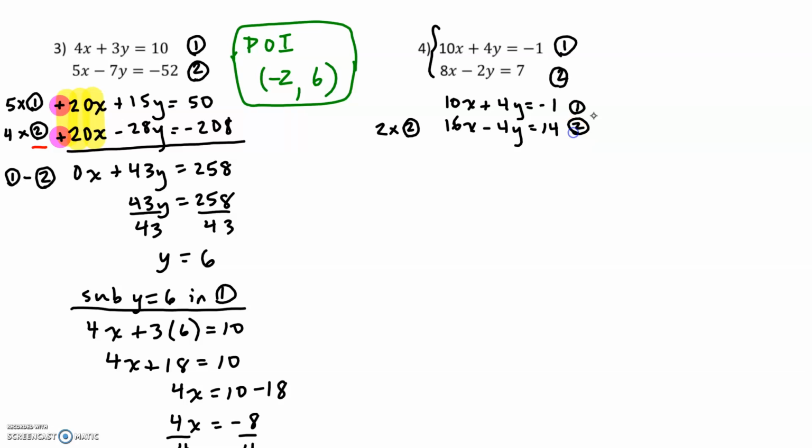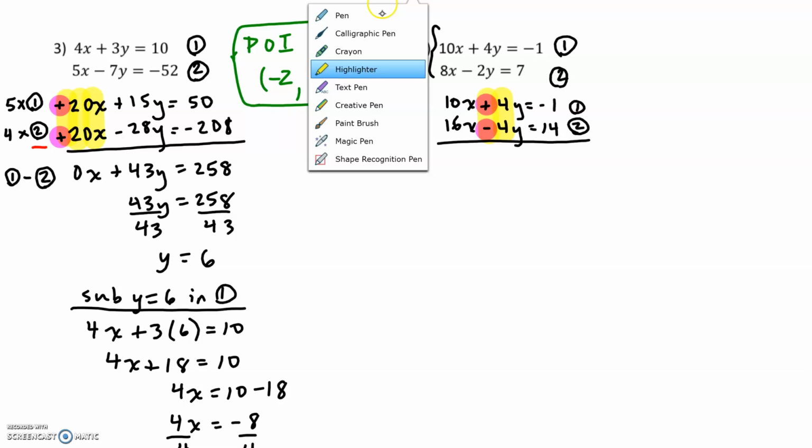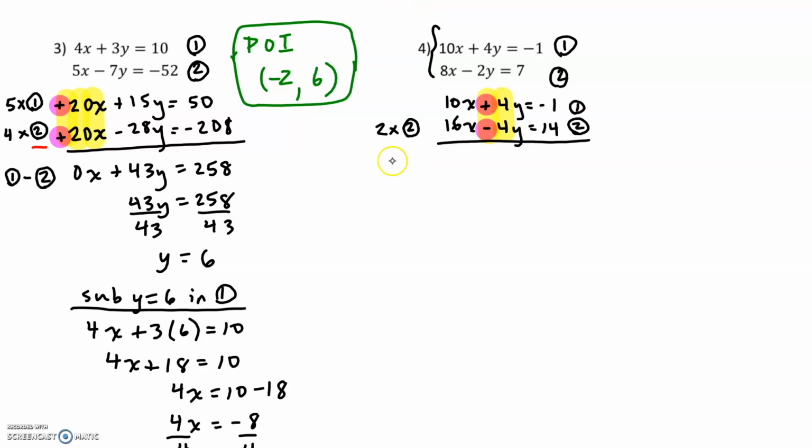There's my equation 2. All right, from here we have to decide whether we're going to add or subtract. So let's go ahead and highlight the coefficients that we're looking at to help us decide. I can see we have opposite signs. If we have opposite signs, then we know that it's going to be adding. So equation 1 plus equation 2 is what we'll be doing in order to eliminate the y's.